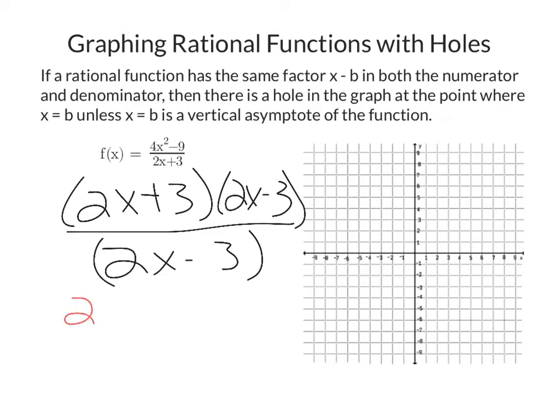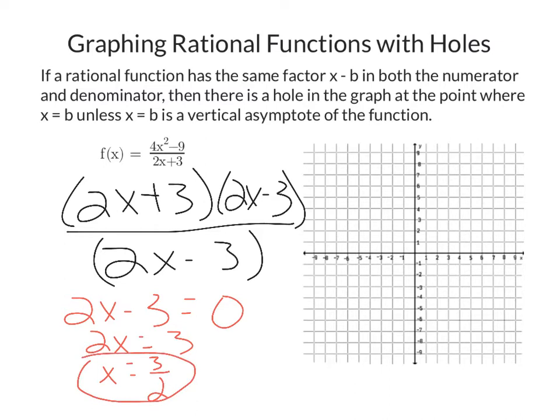I'm going to take the 2x minus 3, set it equal to 0, and solve for x to get my value of b. So x is equal to 3/2, which means there's a hole in my graph at 3/2. When I graph my function, I'm going to cross out the common factor in both of them and graph the remaining function. So I'm going to graph the line 2x plus 3, but I'm going to leave a hole in it at the point where x is equal to 3/2.